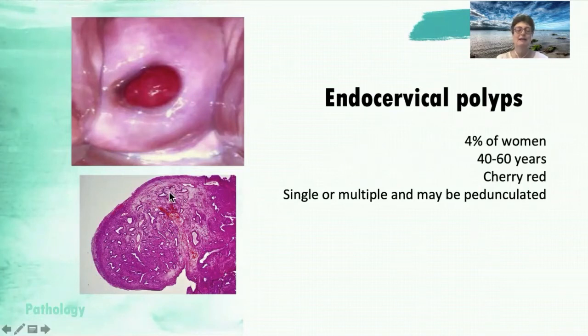And we get a specimen that looks like this, where we have a little polypoid protrusion with cervical glands in the middle, and usually covered by cervical epithelium. They're this lovely bright cherry red color and very distinctive. Usually they're single, but they can be multiple.